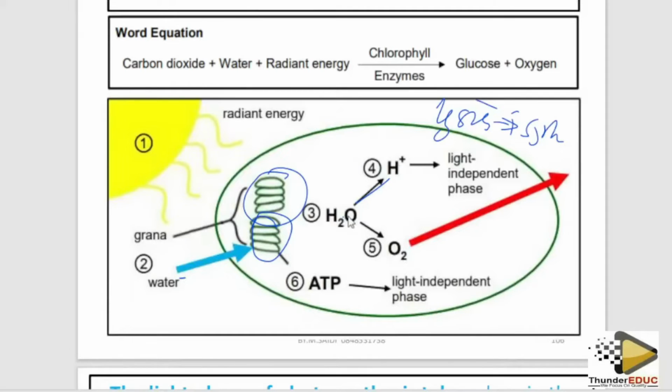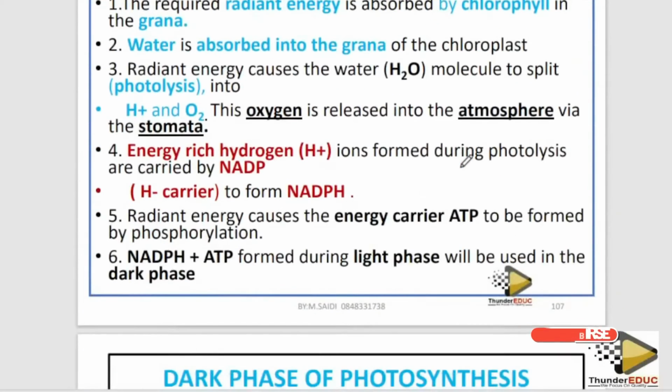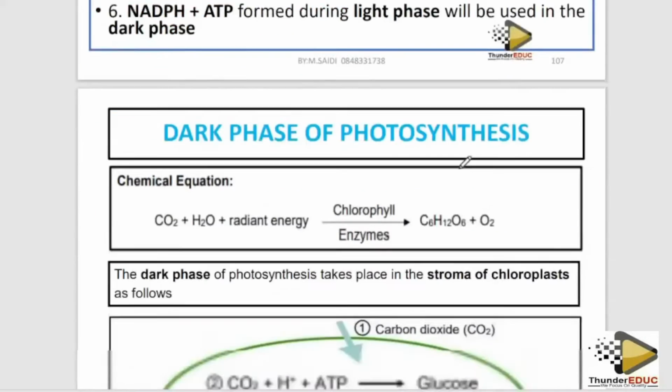Then the hydrogen ion is going to be accepted by NADP, and it becomes NADPH. The NADPH is going to transfer this hydrogen ion into the stroma. Now the oxygen is being released outside. Some ATP is also being formed. The NADPH and ATP are going to enter the dark phase here.